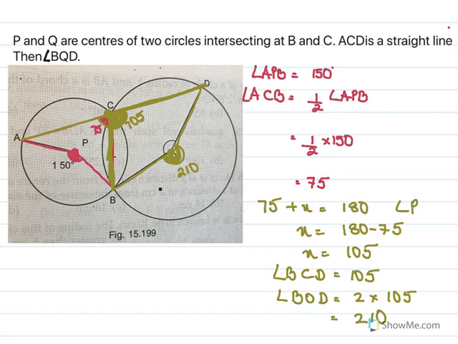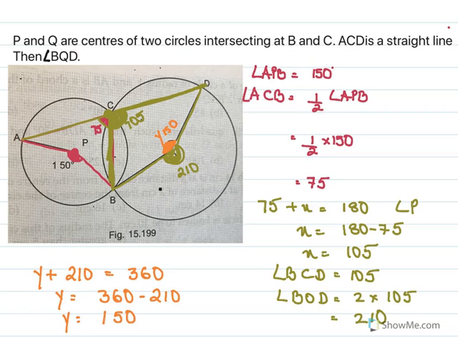Now for the next part, we need to find the reflex BQD. We'll call it Y. We know Y plus 210 equal to 360. So Y equals 360 minus 210. So Y will be 150.